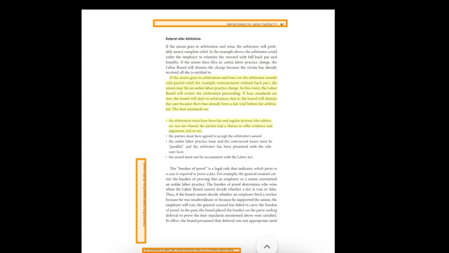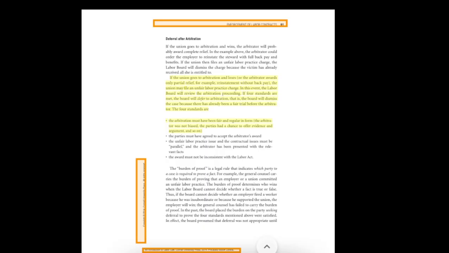If the union goes to arbitration and loses, or the arbitrator awards only partial relief, for example, reinstatement without back pay, the union may file an unfair labor practice charge. In this event, the labor board will review the arbitration proceeding. If 4 standards are met, the board will defer to arbitration, that is, the board will dismiss the case because there has already been a fair trial before the arbitrator.